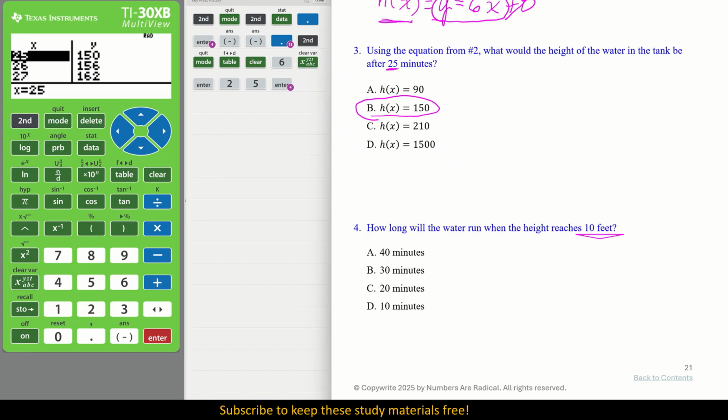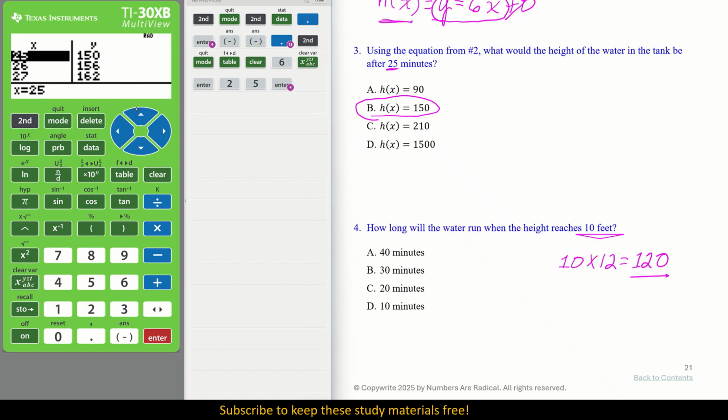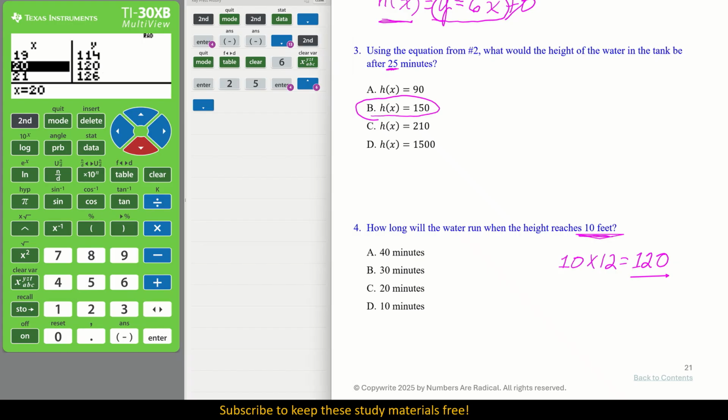Well, there's 12 inches in 1 foot. So 10 times 12. Well, that is 120 inches. Okay, so we go back here and we arrow down to, oh, there it is, 120 inches, which is 10 feet. So we're looking at C, 20 minutes. Okay, that wasn't too bad. All right, so let's move on to number 5.